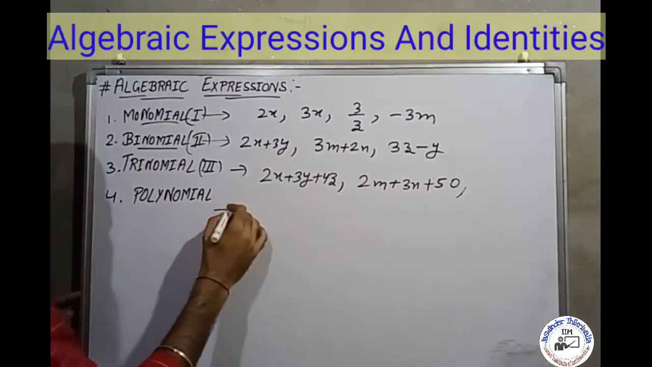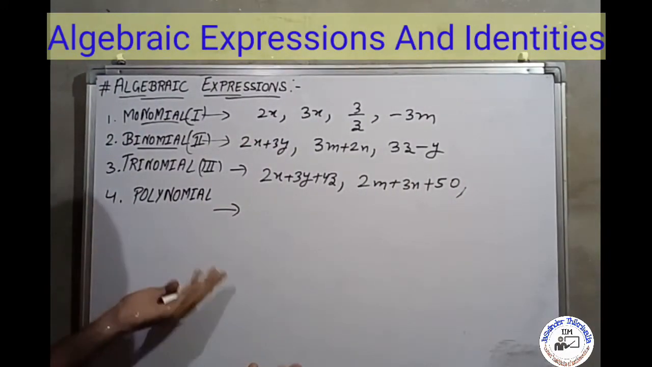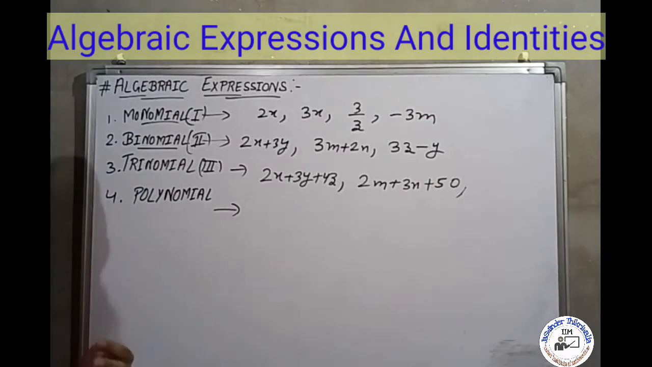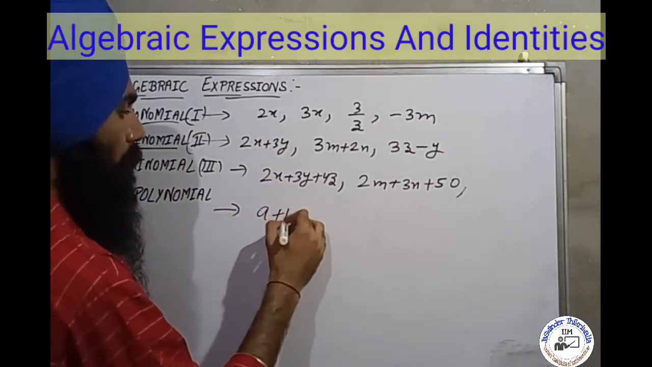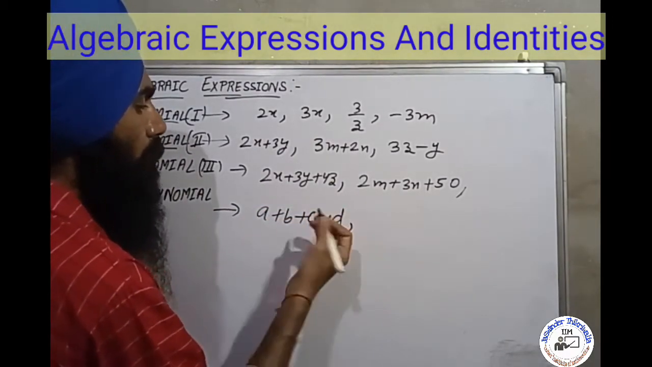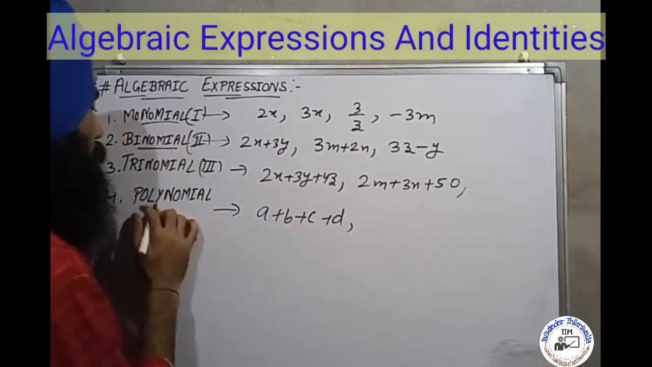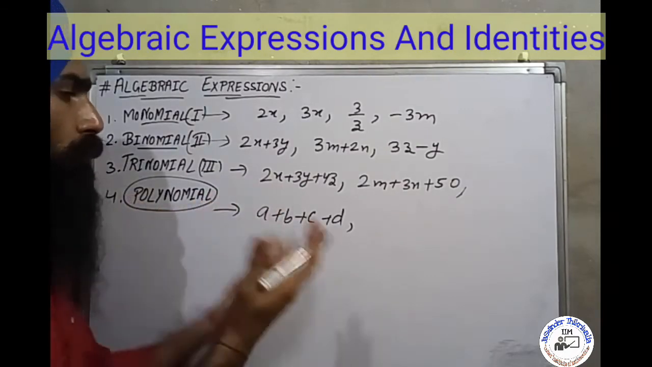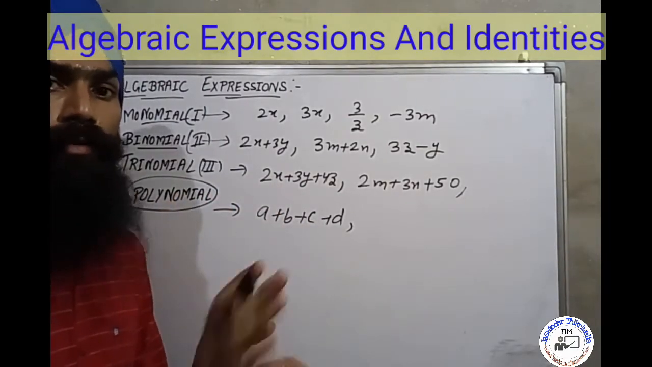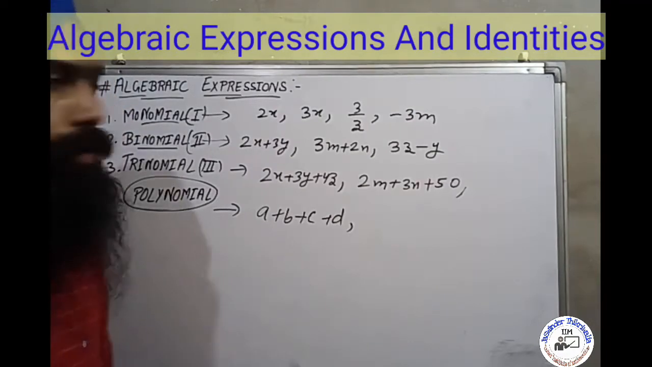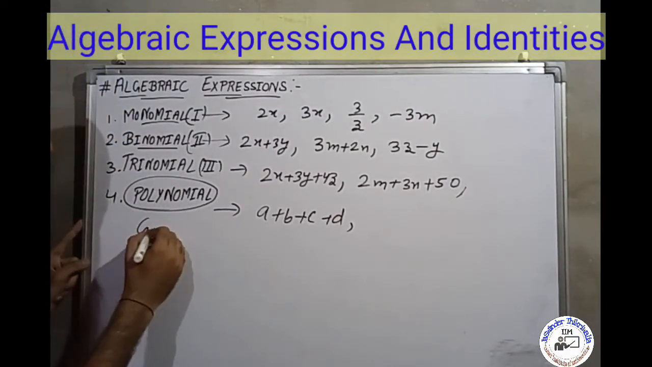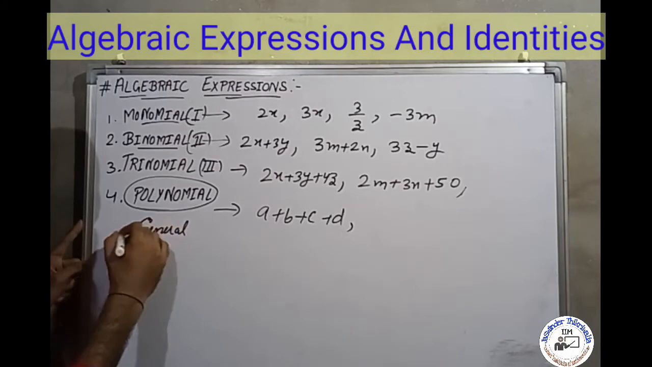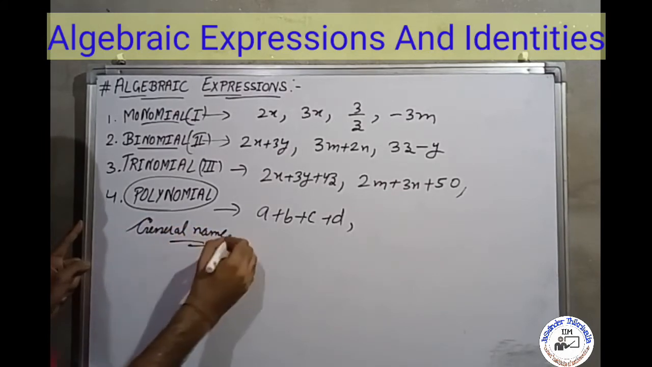Next, polynomial. Polynomial can have more than 3 terms, also 2, also 1. Polynomial contains many types of expressions. For example, you can write like this: a plus b plus c plus d. It may have 3 terms also, because a polynomial is a mother, meaning it can take 3 terms, 4, 5, 10, 2, even 1, because polynomial is a general name for expressions.